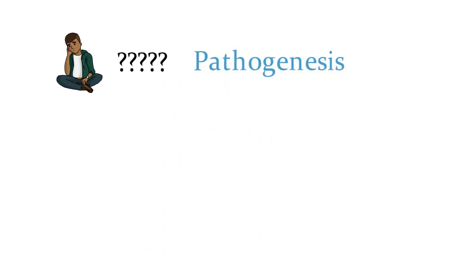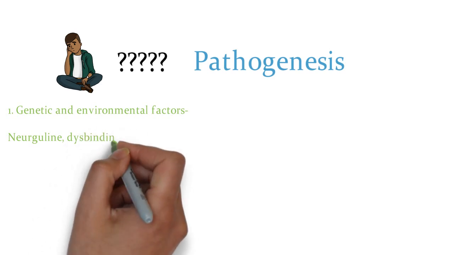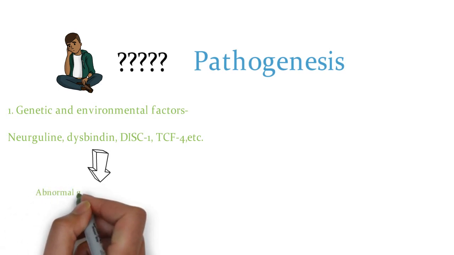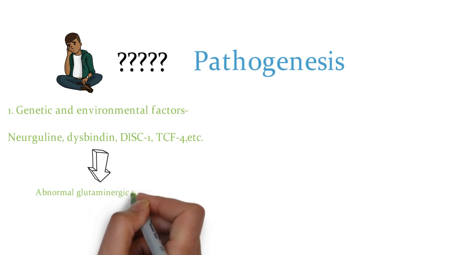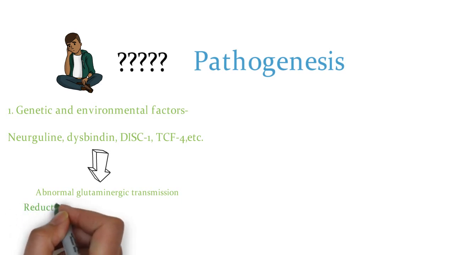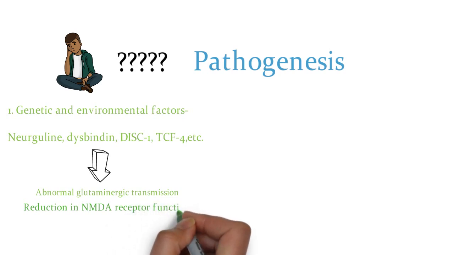Starting with the pathogenesis, it is divided into a number of factors, starting with the genetic and environmental factor, which includes mutation in neuregulin, dysbindin, DISC1 and TCF genes. All these genes are associated with the functioning of the NMDA receptor, that is expression, trafficking, etc. So, if there is a mutation in these genes, then it will cause abnormal glutamatergic transmission, and it is also seen that there is a reduction in the function of the NMDA receptor. NMDA is an ionotropic receptor for glutamate. NMDA stands for N-methyl D-aspartate.